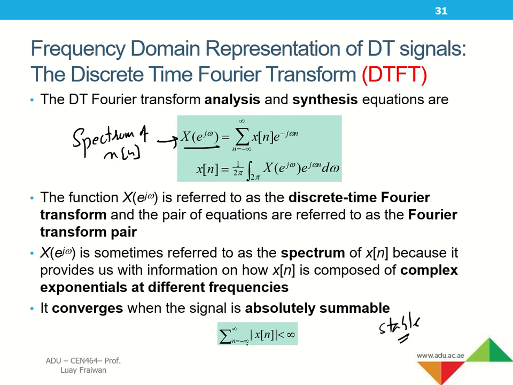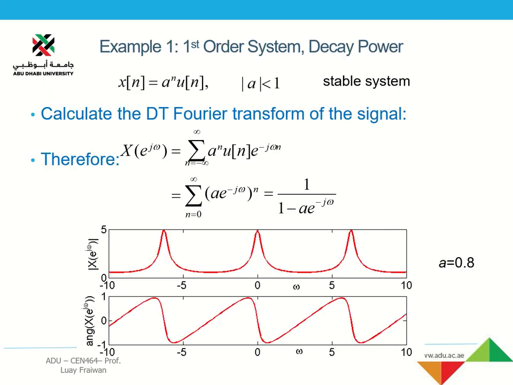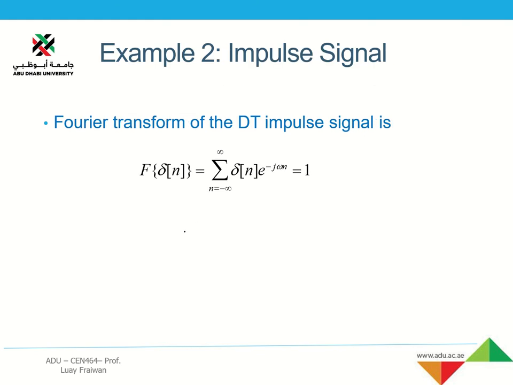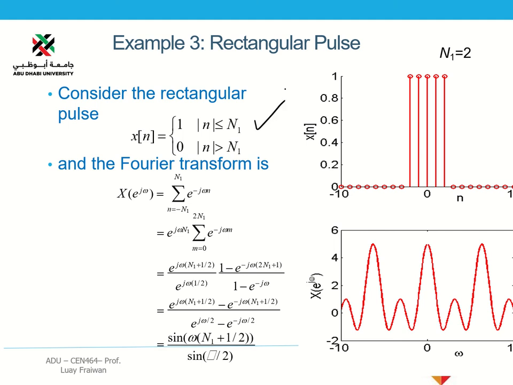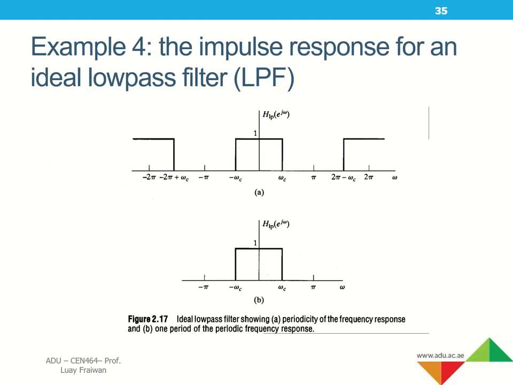Stable means that the summation of the amplitude of the input signal is less than infinity. That is the basic definition of stability. So this is the main formula: if you have any signal and want to calculate its discrete time Fourier transform, we can calculate it using this. Again, examples like the unit step signal, the impulse signal, and the rectangular signal, and how we can calculate their discrete time Fourier transforms, we will solve in the live session.